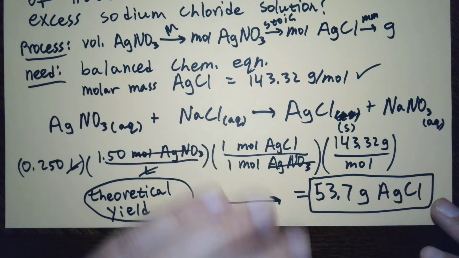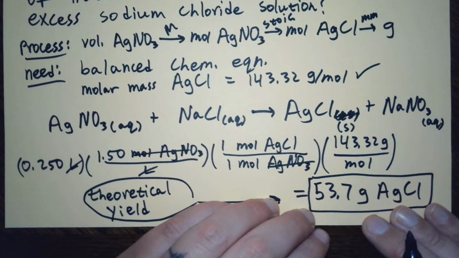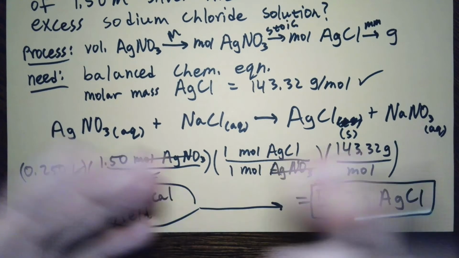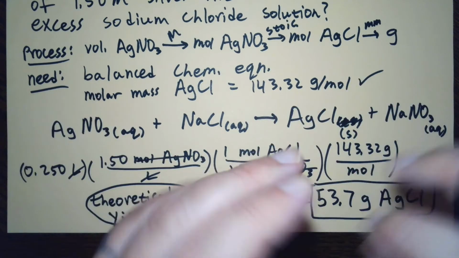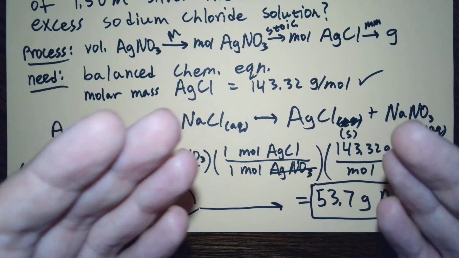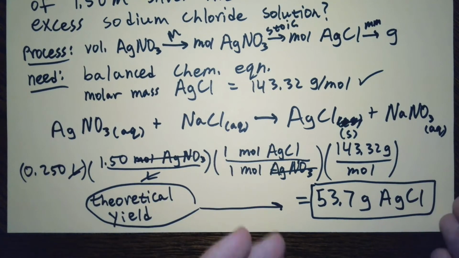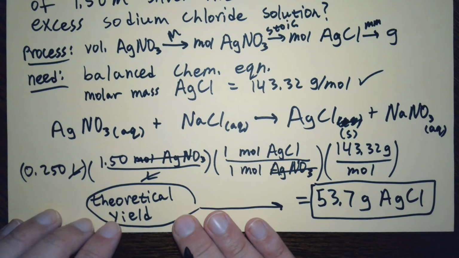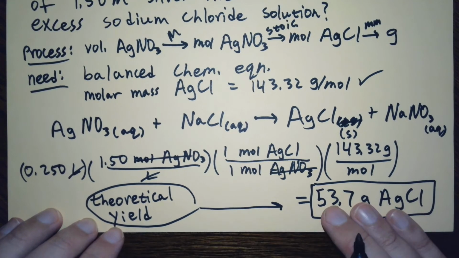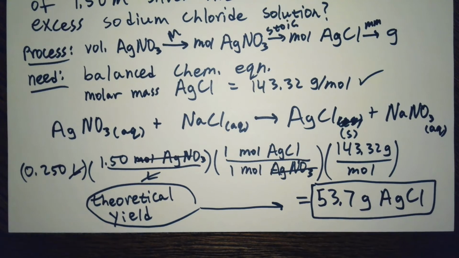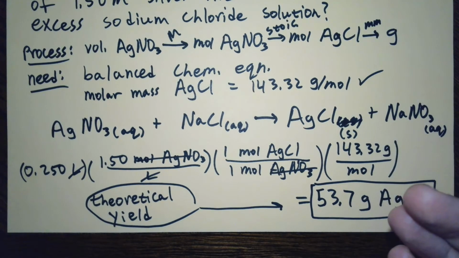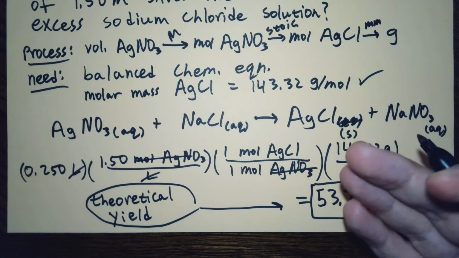In reality, you don't get 100% of your product. There's always losses somewhere. Every time you try to filter it or isolate it or transfer glassware, some of it gets left behind. It's unavoidable. There's just going to be losses. It's the cost of doing business as a chemist. But in a perfect world, in an ideal world, you could get this. So in theory, you'd get 53.7 grams. In reality, when you do the experiment, you'll get less, sometimes much less. Sometimes you just get nothing. That's always a good day at the lab bench.